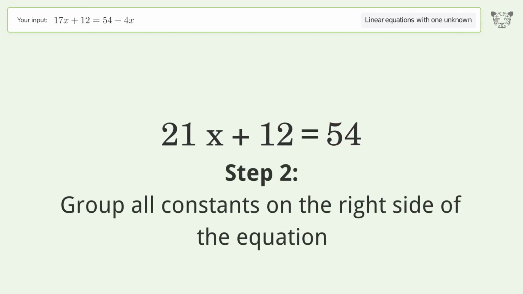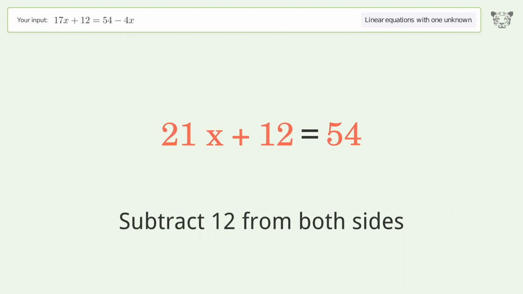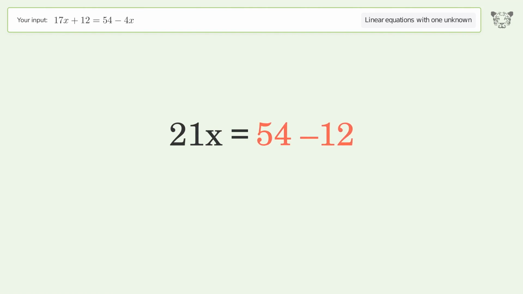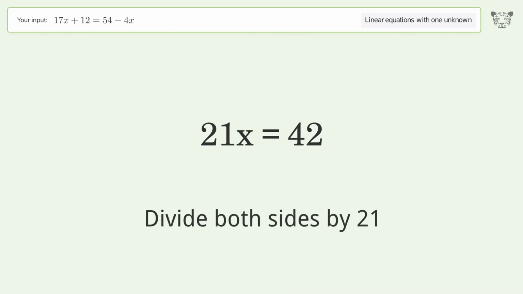Group all constants on the right side of the equation. Subtract 12 from both sides. Simplify the arithmetic. Isolate the x. Divide both sides by 21.